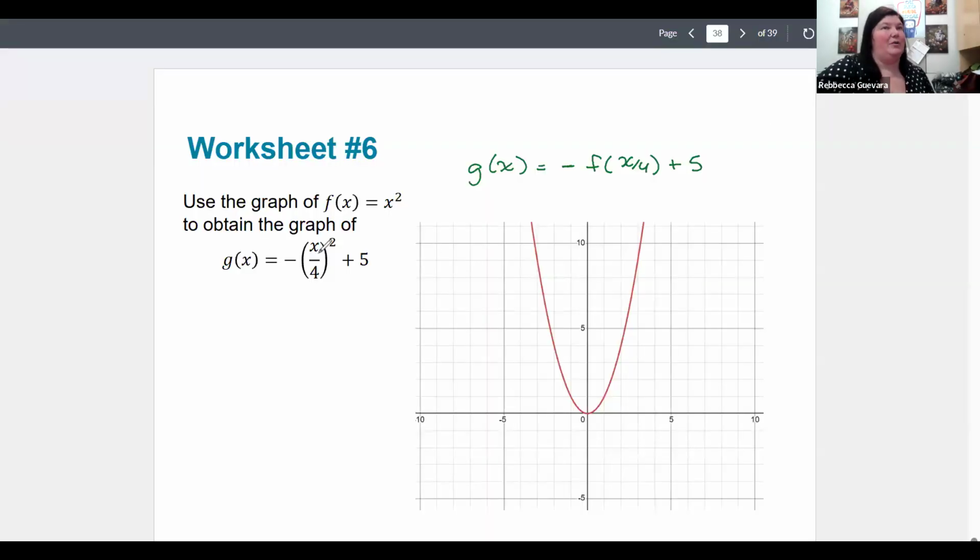All right, so to go backwards, x squared is my f(x). So here I took f(x), but I divided by 4 directly on the x. Then I multiplied the x squared by a negative. Then I added a 5. So if I go in order, I have to deal with this first, so directly on the x. So this is going to be a horizontal shift, or not horizontal shift, I'm sorry, a horizontal stretch.